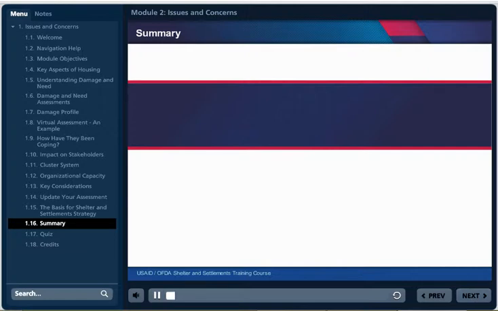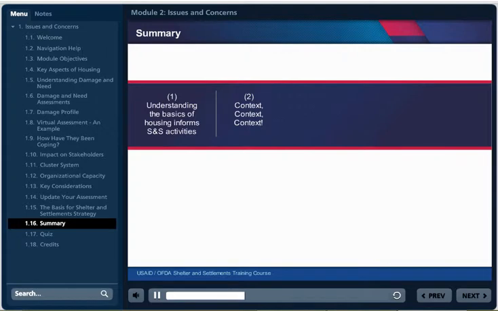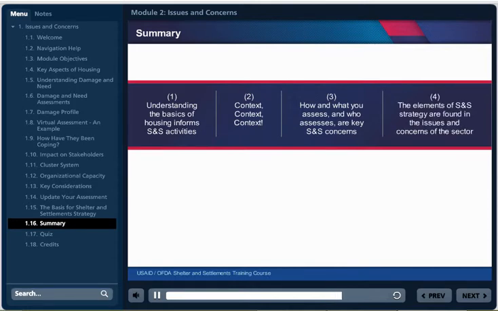Key points to remember from Session 2 include understanding the basics of housing informs shelter and settlement activities. Context, context, context. It's not unlike the real estate industry's mantra of location, location, location. How and what you assess and who assesses are key shelter and settlement concerns, and the elements of shelter and settlement strategy are found in the issues and concerns of the sector.